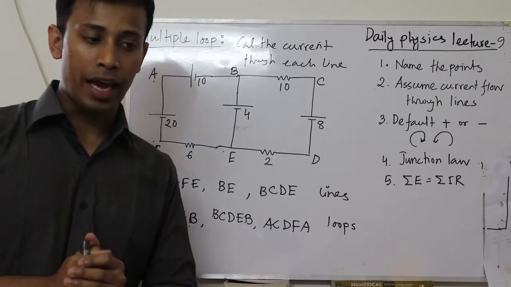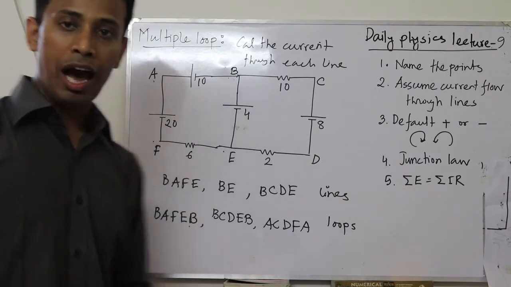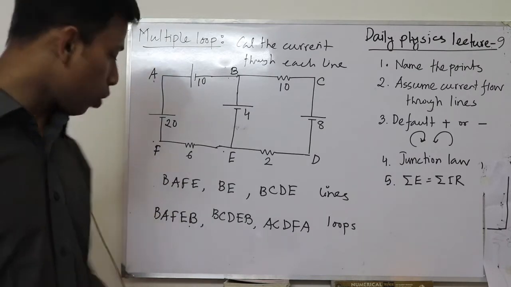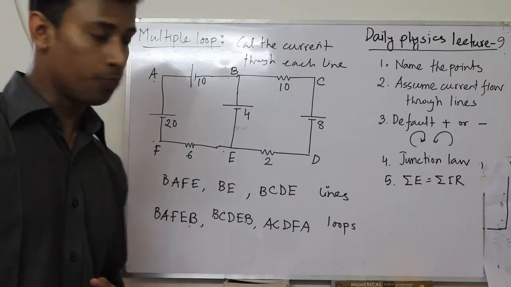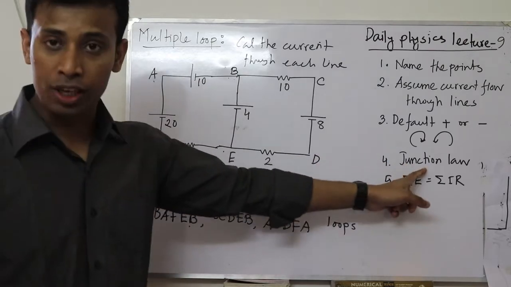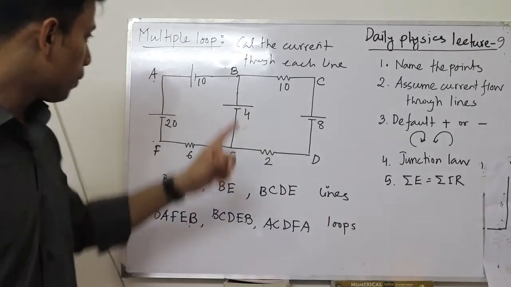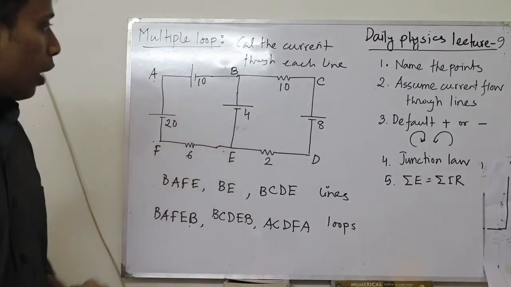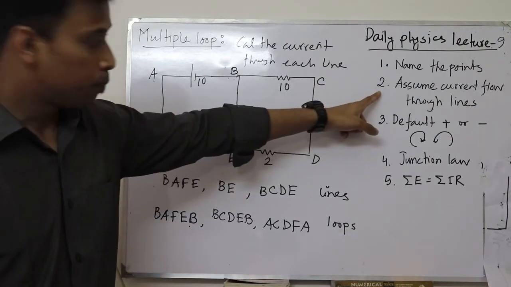Now the problem is that we don't actually know how many lines we have to go through or how many loops we have to use. We can use the junction law because we have 2 junctions here, B and E. So now, what about the second step?